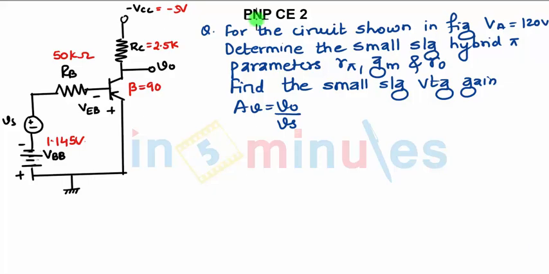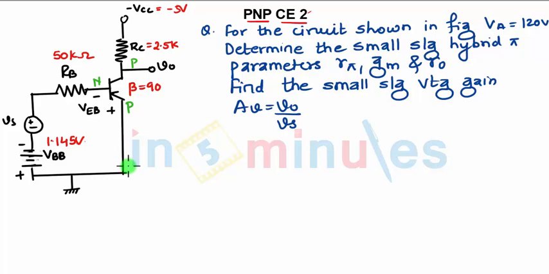Next problem is again based on PNP type, common emitter configuration. That is example 2, I am writing it as 2. So how to identify again the type of transistor? As I have told you, arrow is always from P to N. So it is PNP type of transistor, or can say PNP transistor.